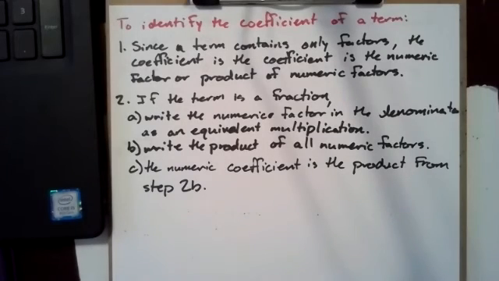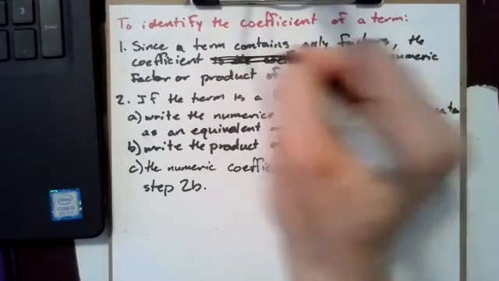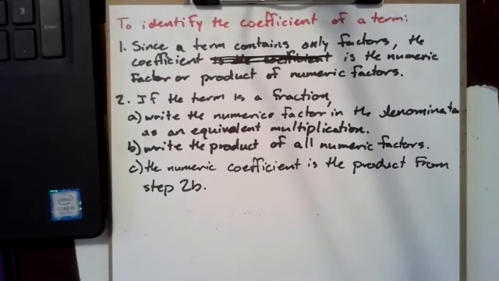To identify the coefficient of a term, since a term contains only factors, the coefficient is the numeric factor or product of numeric factors. If the term is a fraction, first write the numeric factor in the denominator as an equivalent multiplication. Then write the product of all numeric factors. The numeric coefficient is the product from step 2b.